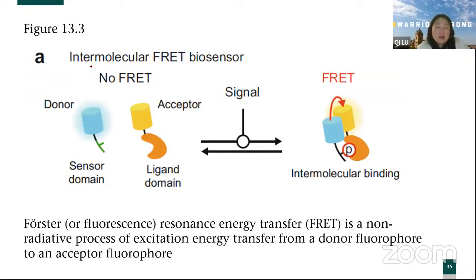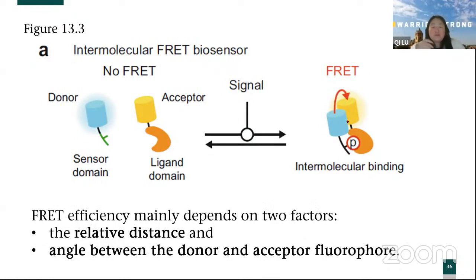So another is the intermolecular fluorescence biosensor, with a donor and an acceptor. When the signal arrives and these two sensor domain and ligand domain approach and bind together, the two fluorescent proteins are close enough that the donor fluorophore can transfer energy to the acceptor fluorophore. So the whole structure's emission and the light intensity are different.